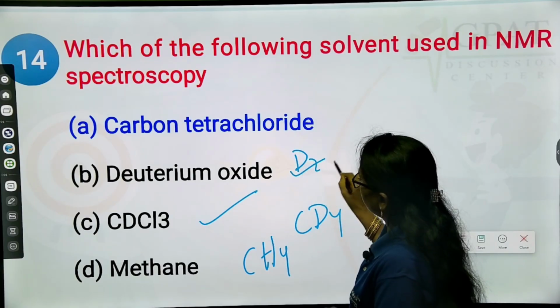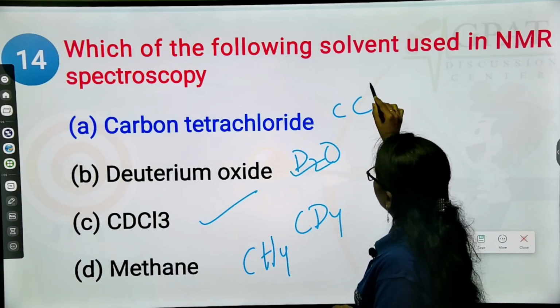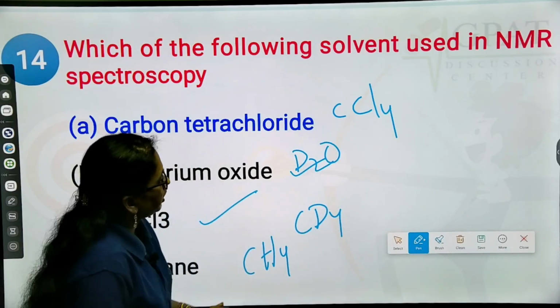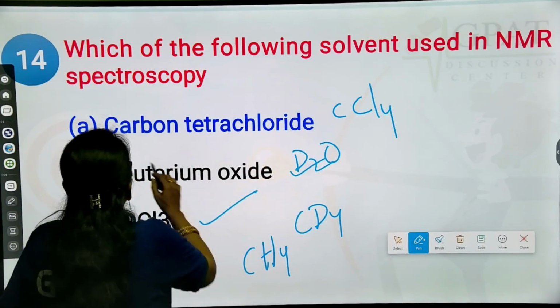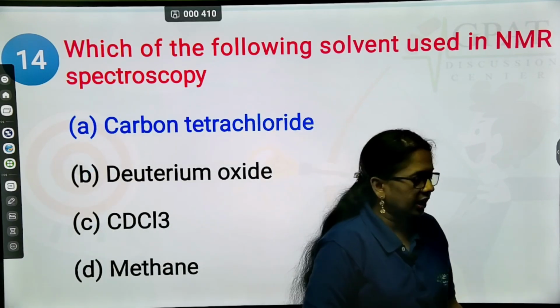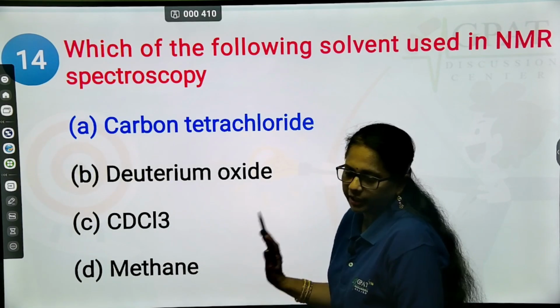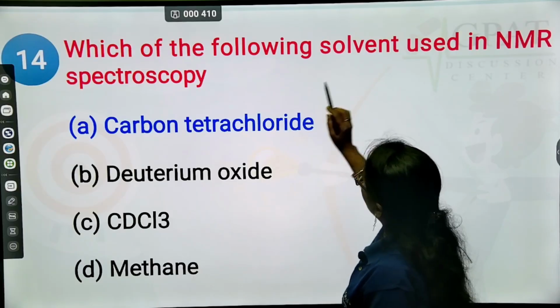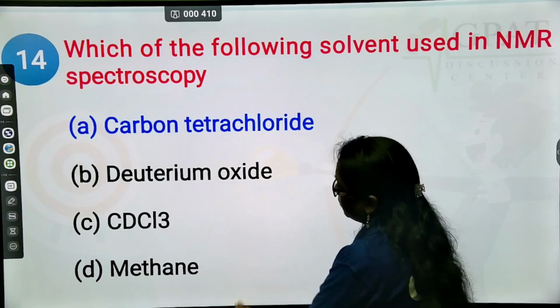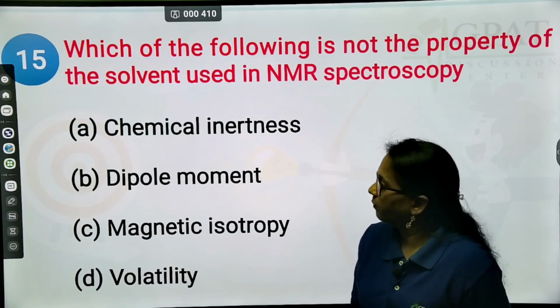Deuterium oxide means D2O. CCl4 is nowhere related to hydrogen, so that is also going to be a correct option. So A, B, C, these three are going to be selected as correct options, but not D. Might be the question is which of the following solvents is not used in NMR spectroscopy. So methane should not be used.